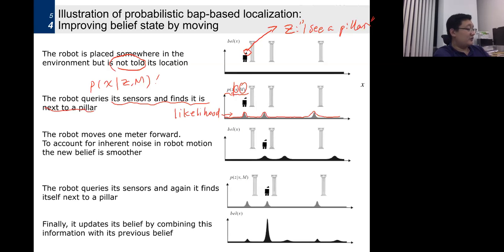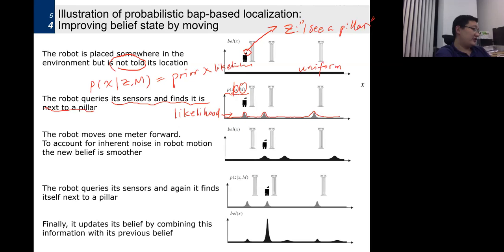Then the robot moves 1 meter forward. But before the robot moves, having a likelihood is not good enough. You want a posterior, which should be a prior times a likelihood. So what is the prior? The robot is not told its location, so the prior is nothing else than uniform. You cannot do better than uniform.